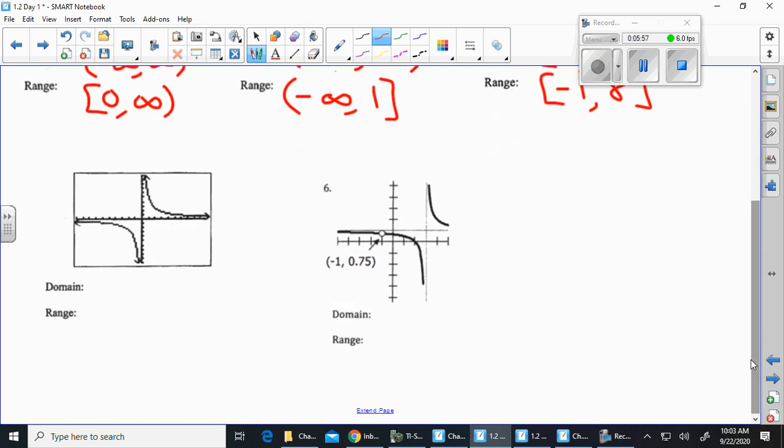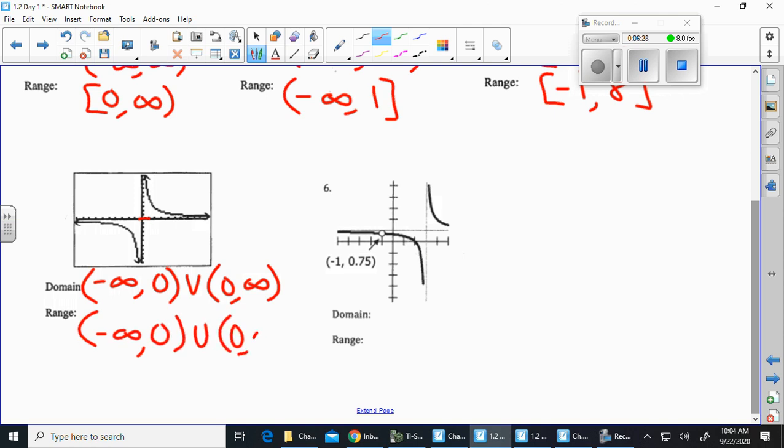Now, what do you do when you have an asymptote? Well, if you think left to right, negative infinity, it's going to the left, but it stops at 0 and it doesn't touch 0. Then it starts again at 0 and goes to the right. Range, lowest y is negative infinity. Doesn't touch 0, but then right above 0, and it has an arrow pointing up. So that gives you an idea of how to write these things with interval notation.